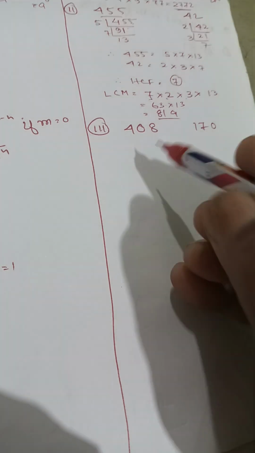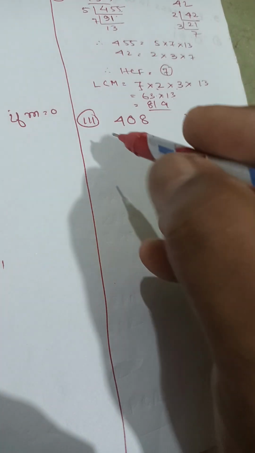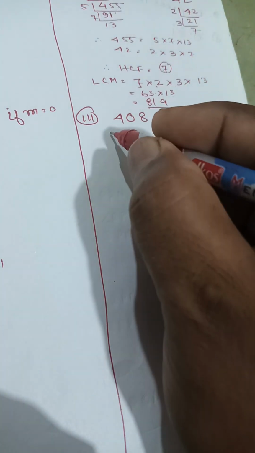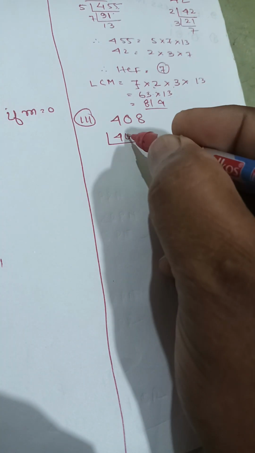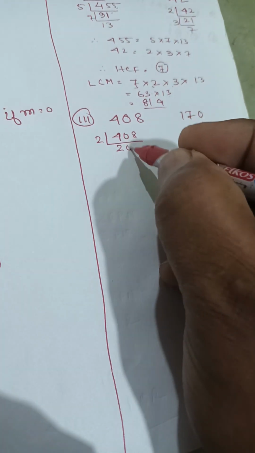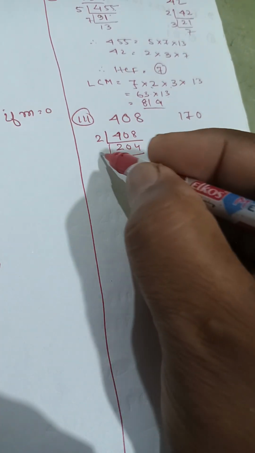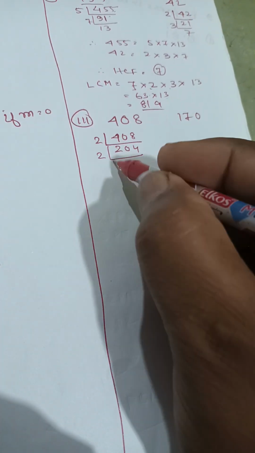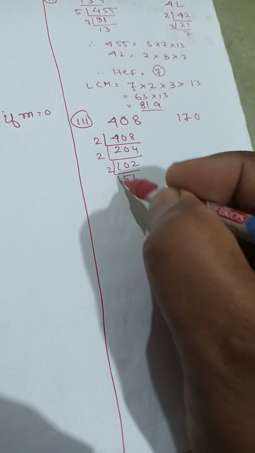Now another one, 408 and 170, we have to find their HCF. So divide by the prime factorization method. We are dividing this one by 2, it gives 204, 102, again by 2 it will be 51.